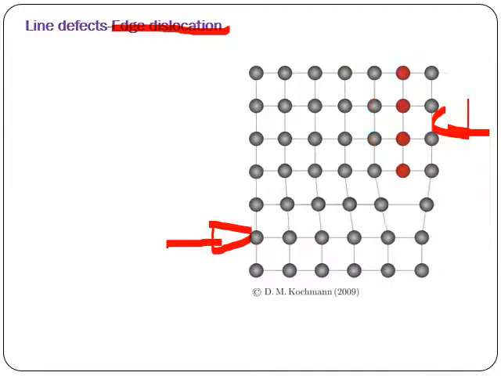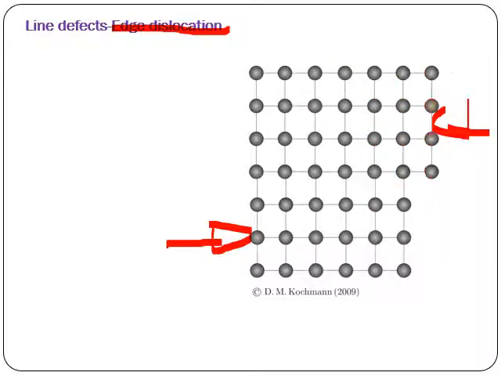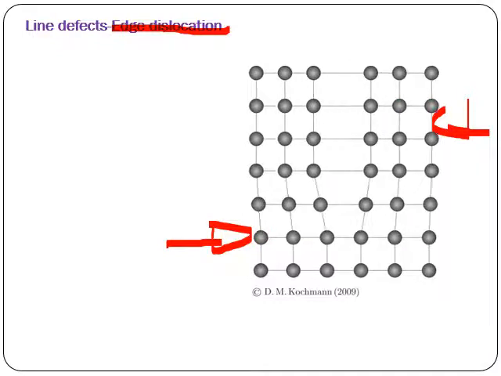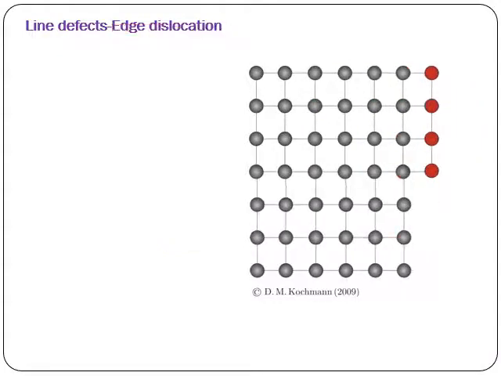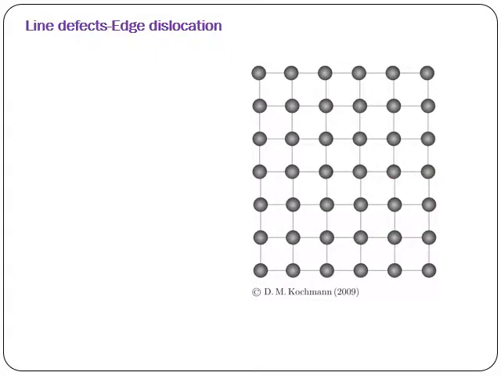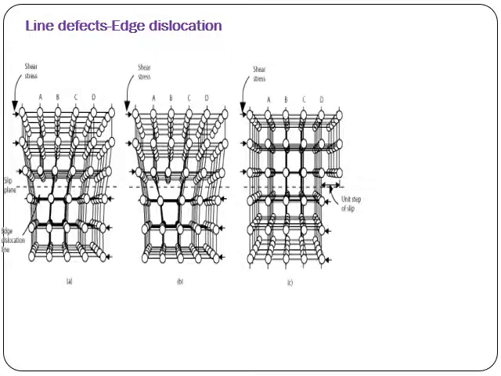Then whatever the red color plane of atoms, will move to the end, leaving behind a perfect crystal. So how exactly it will be visible, you can see it like this. This was a perfect crystal, so we have inserted this plane of atoms. We can move this plane of atoms to the end, leaving a perfect crystal like this, with the help of a shear force.